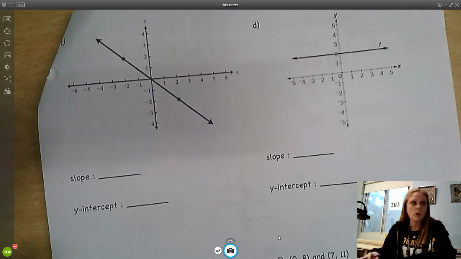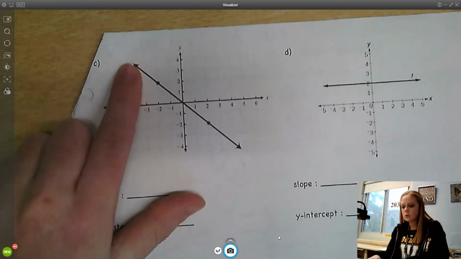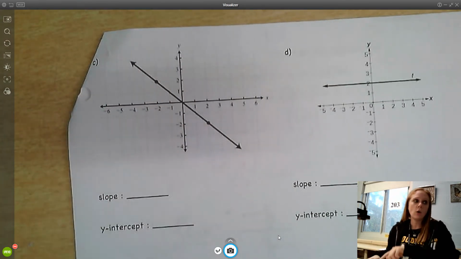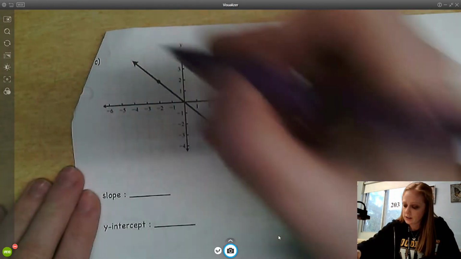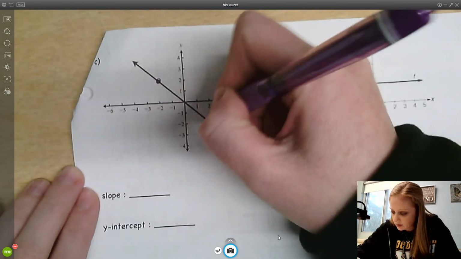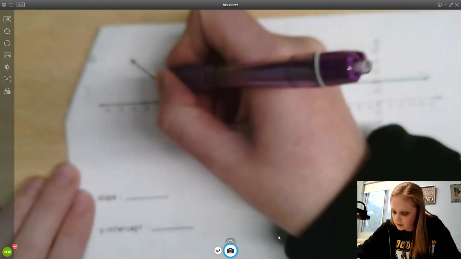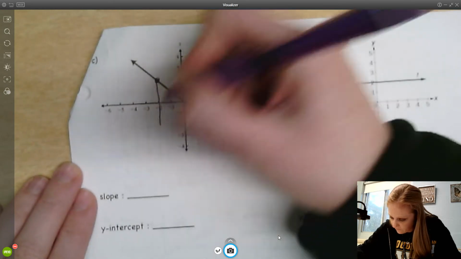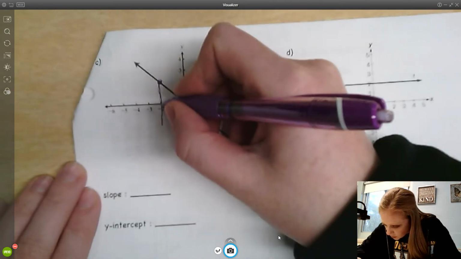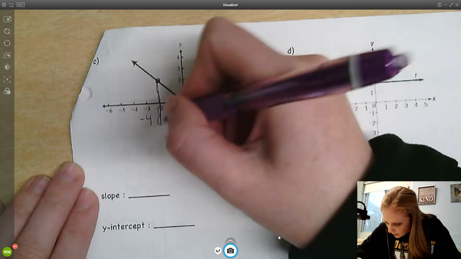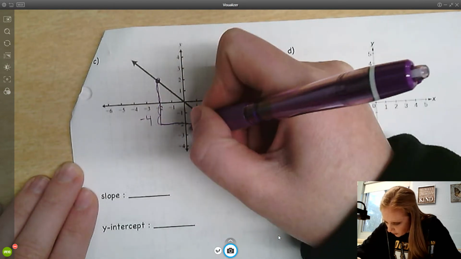All right, let's find the slope of this graph. So this line is going downward. So I know it's going to be a negative slope. So let's see. To get from this point to this point, we have to go down and then to the right. So my rise is going to be 1, 2, 3, 4. 1, 2, 3, 4. Yep. And my run is 1, 2, 3, 4.